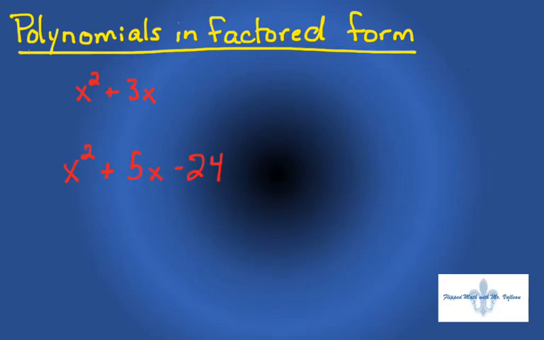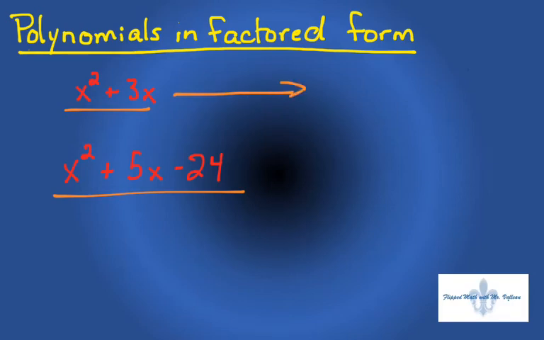Now, the first thing we're going to talk about is what is factored form. So here on the left, we have two polynomials in standard form. And what we need to look at is how do we adjust them into their factored form. Now, factoring means removing like terms and breaking apart a polynomial. So in this case, let's look at the first one. We have x squared plus 3x. So let's take a look at what happens when we begin to factor.